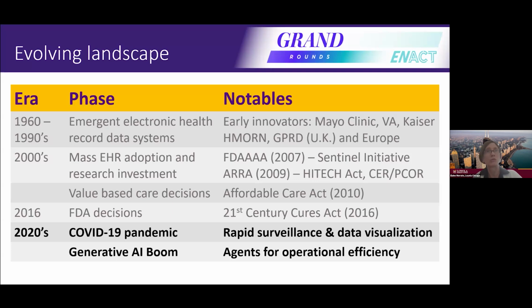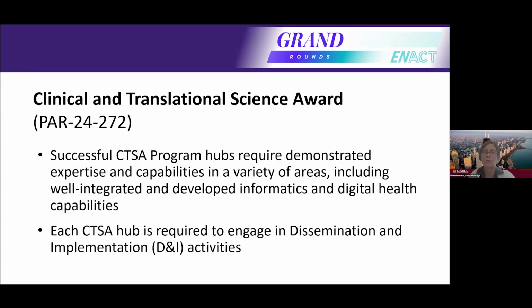We have, compared to 2 to 3 decades ago, a variety of very well matured data research networks, but still gaps in terms of utility. And that's where CTSAs fit in. So I pulled this from the program announcement, in which they call out 2 things that I think are relevant. One is it's expected now that CTSA programs are required to demonstrate expertise in well-integrated and developed informatics. It's not an innovation, it's an expectation that is designed in. Equally important is CTSA hubs are required to engage in what we'll call dissemination and implementation activities. So today's talk is really at the intersection of those 2 requirements.